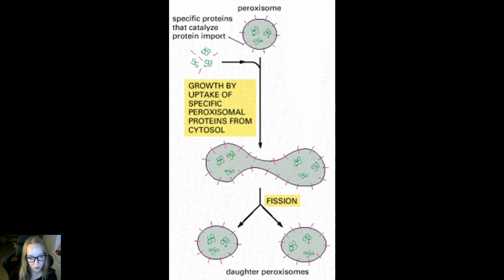So, when they grow up, they split up. When they are big, they just fission into two separate daughter peroxisomes. So they can divide. That's what mitochondria can also do.